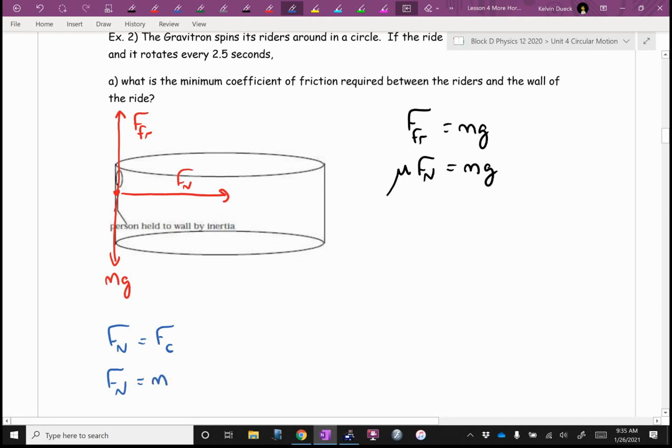a_c. Which version of a am I going to use? The one with the v in it or the one with the T in it? And how do I know? They gave me, or mentioned, period. Okay. 4 pi squared r over T squared.